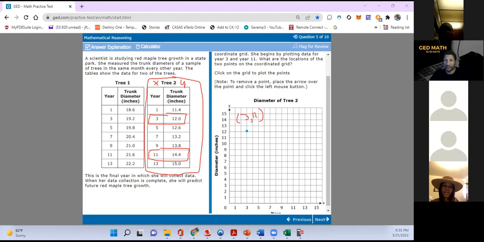My second point is what? 11. So am I going to just click on 11? You go on to 14 and a half. Right. So my point is not 11, it's 14.4. So my X is 11, and I'm going to go up to my Y till I get to 14.4. Now 14.4 is in the middle. So that would be my second point, 11, 14.4. All right, I understand it right here.